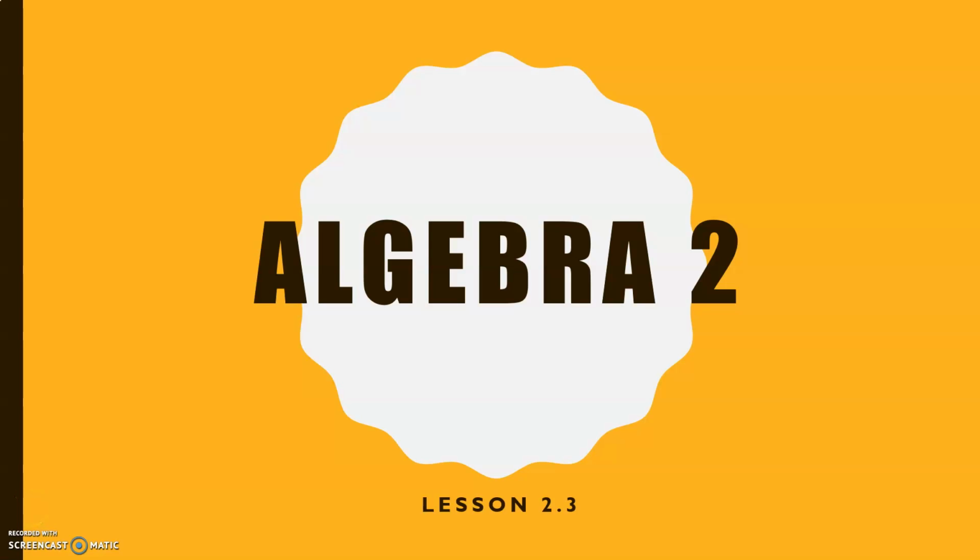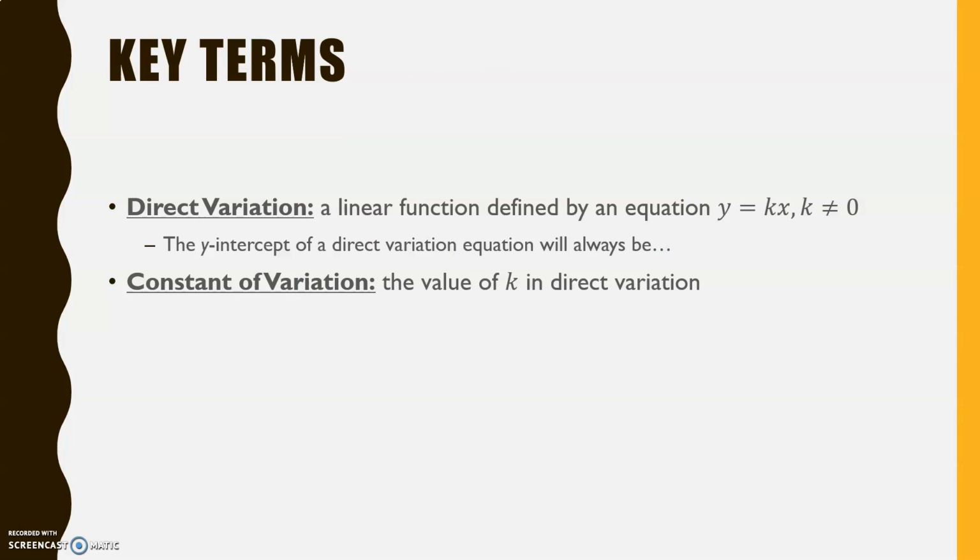Today we're going to skip over lesson 2.2 for now and look at lesson 2.3, and this is going to be dealing with something called direct variation. So direct variation is a linear function that is defined by an equation y equals kx. This right here is the generic formula for direct variation, and it's important to note that k is a constant.